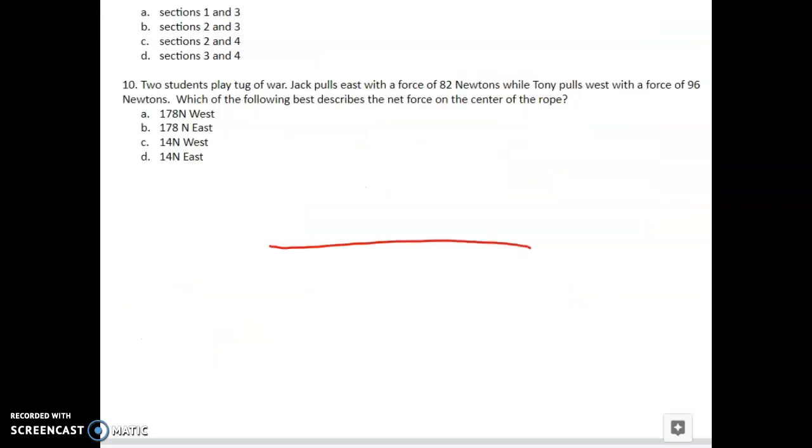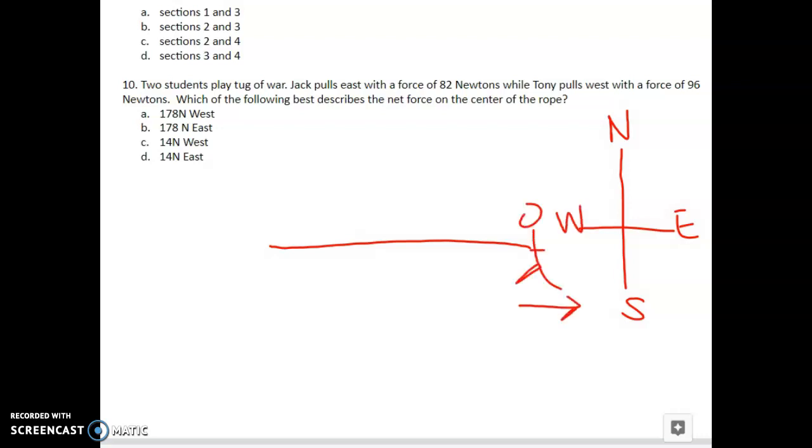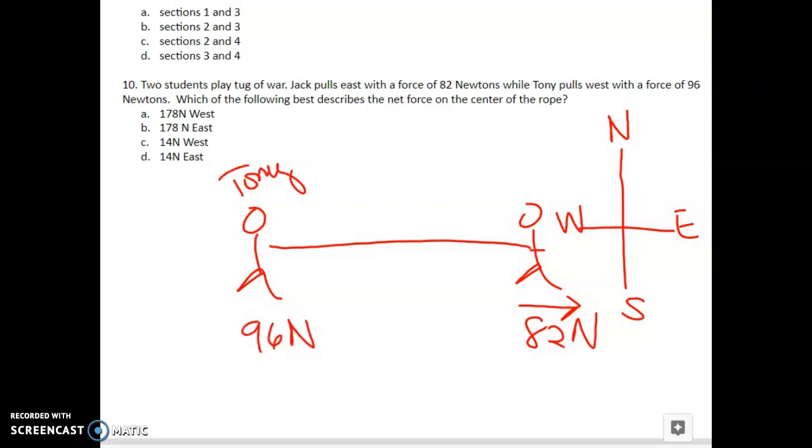2 students play a game of tug of war. Jack pulls east. Well, we know that we've got north, east, south, west. So here's Jack. He's pulling east in this direction with a force of 82 newtons, while Tony pulls west. Here's Tony with a force of 96 newtons. Well, we've all played tug of war. Tony's pulling this way. Jack is pulling this way. Those are opposite, so we need to do subtraction.